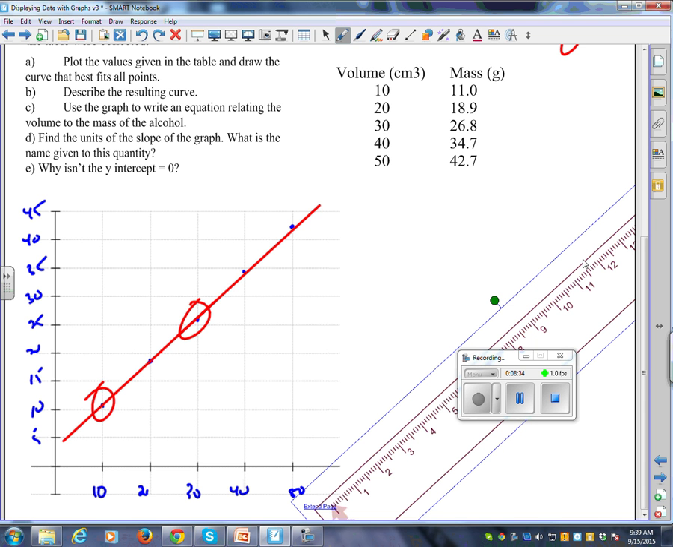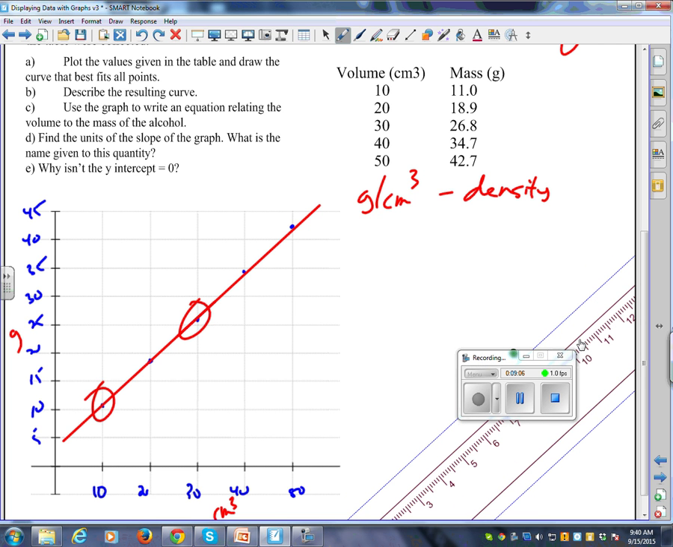And then you find the slope. Describe the resulting curve. Is it a line or a curve? It's a line. It's a linear relationship. Find the units of the slope. The slope, this is grams. This is, again, cubic centimeters. So it's grams per cubic centimeter. We're talking density again.